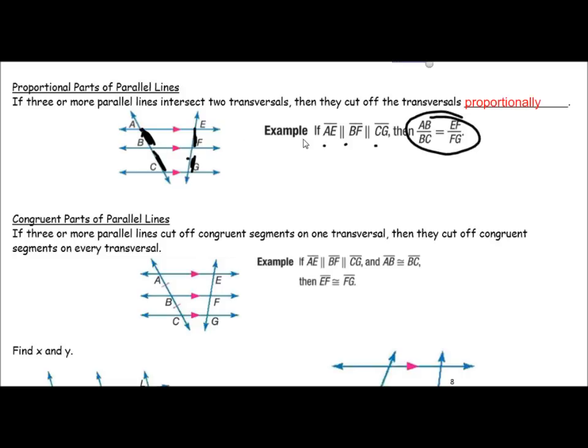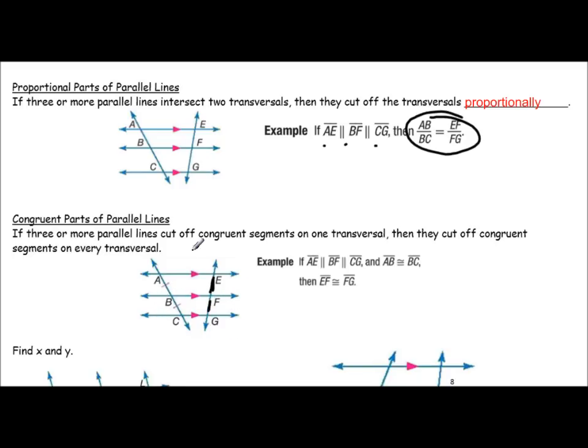So once again, when you're solving for missing side lengths or you're looking for missing variables, you can think of this middle line as a fraction bar in order to set up your proportions. Then you have congruent parts of parallel lines, and that just says that if these 3 lines are parallel, just like this picture above, and AB is congruent to BC, then we also can determine that EF is congruent to FG. So you can do 2 things in this case.